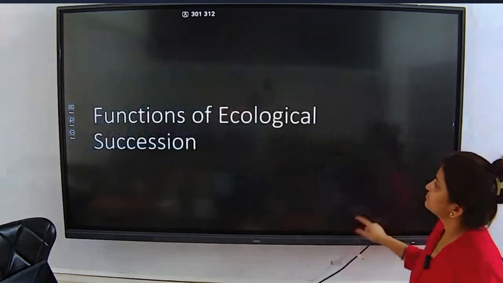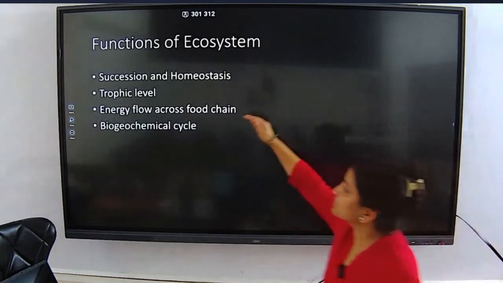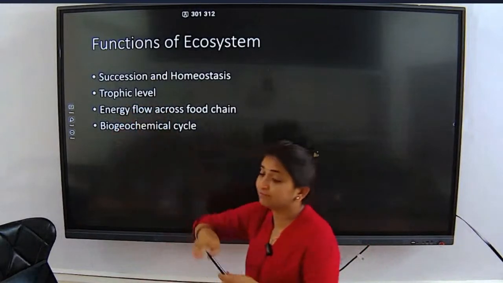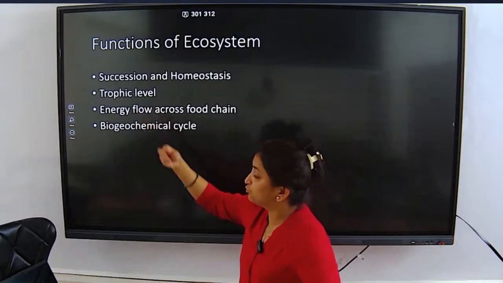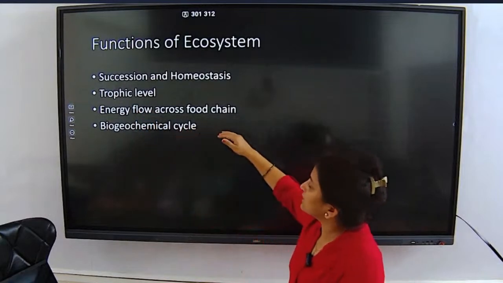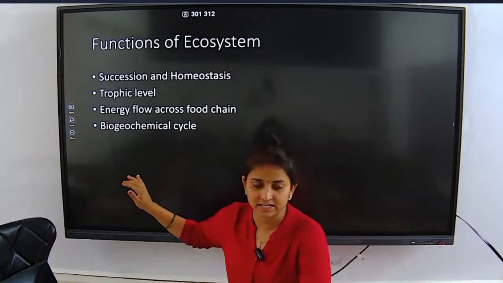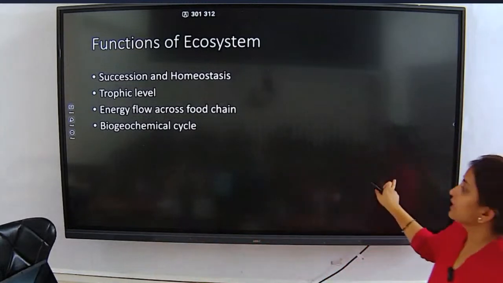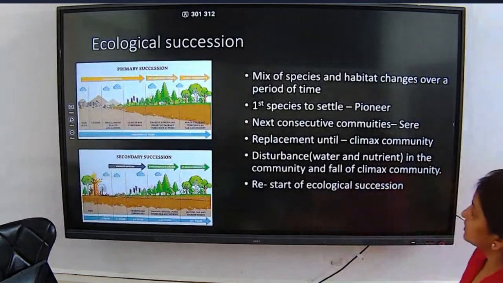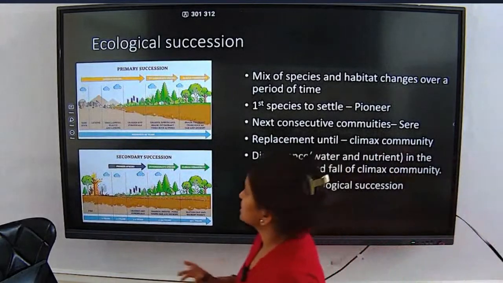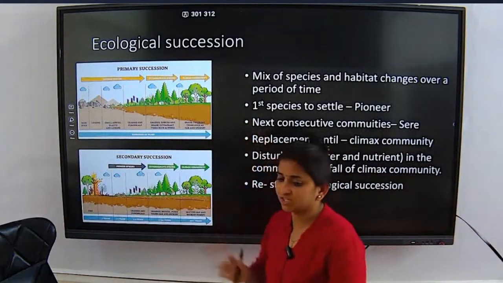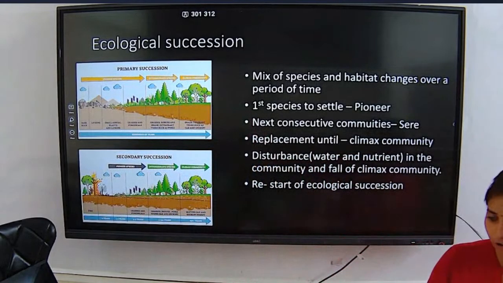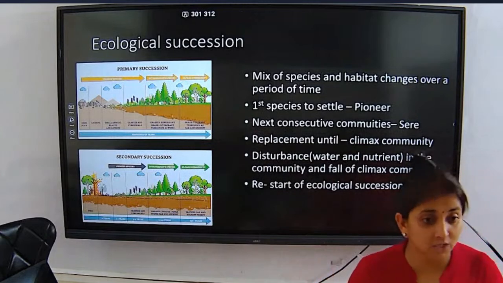Okay, so the functions of ecosystem can be succession and homeostasis, trophic levels, flow of food, or it can also be nutrient recycling, biogeochemical cycles. Now coming to the first function of ecosystem, which is ecological succession. Ecological succession refers to development of any habitat of an ecosystem.